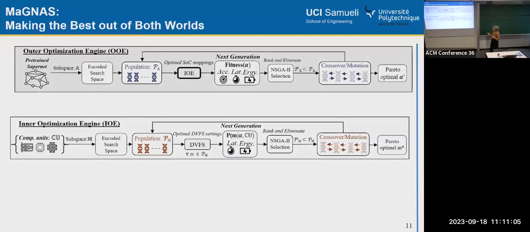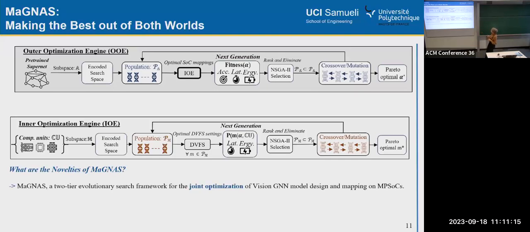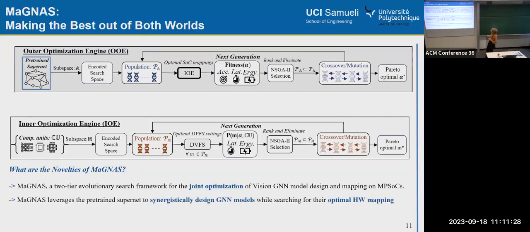Then to make the best of both worlds of the GNN architectures and also the mapping strategies, we propose in our work a novel framework with two-stage evolutionary search optimizations to co-optimize the GNN design and also the mappings on the MPSoCs. So our framework Magnus employs pre-trained SuperNets in order to synergistically design GNNs while also searching for the optimal hardware mapping on the different components that we have of the SoC.